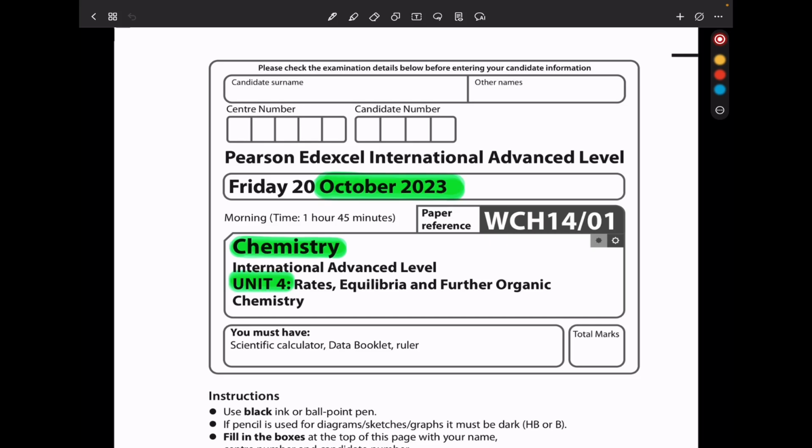Today we are doing the Pearson Edexcel International A level Chemistry Unit 4 for October 2023. Let's begin with the first question.